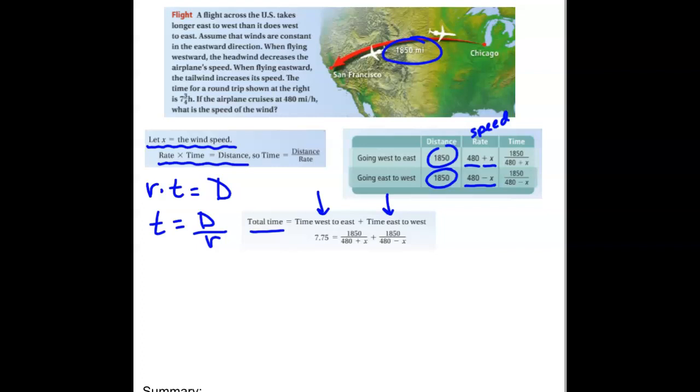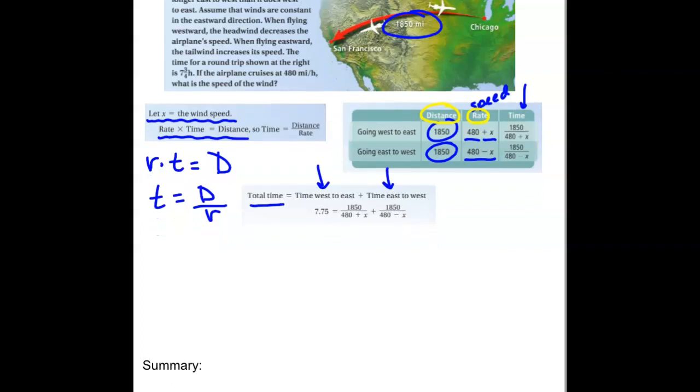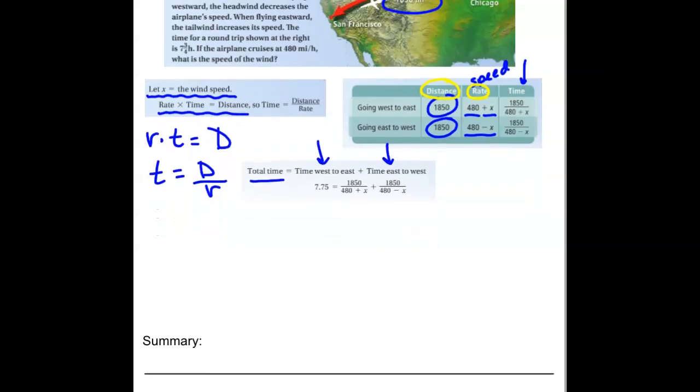And we said that that time is distance divided by rate. So our time here is just our distance value divided by our rate. So for going west to east, it's 1850 divided by 480 plus x. And going east to west, it would be 1850 divided by 480 minus x. So we have to solve this equation. Total time, 7.75 hours, is equal to the time going west to east plus the time going east to west. So adding these two up.